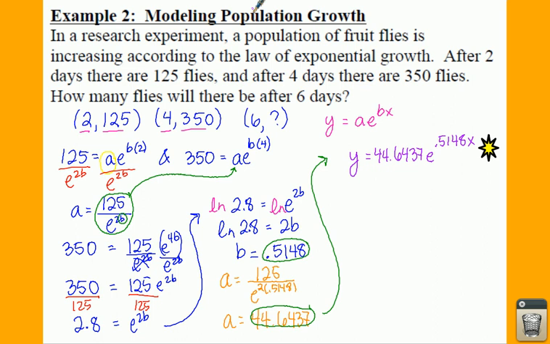So, we just need to plug in a 6 for our x. So we're going to say y equals 44.6437 e to the 0.5148 times 6. Try not to be disgusted, but I think there's going to be a lot of flies here. You plug that into your calculator, and you end up getting 980 flies.